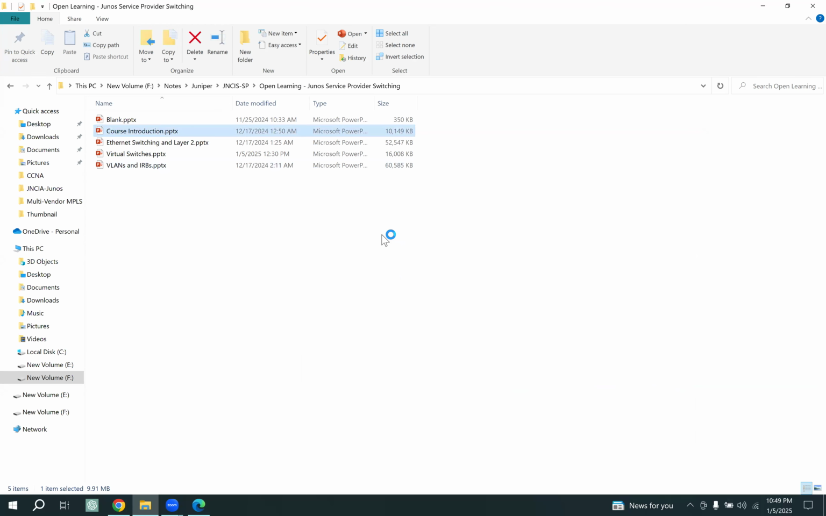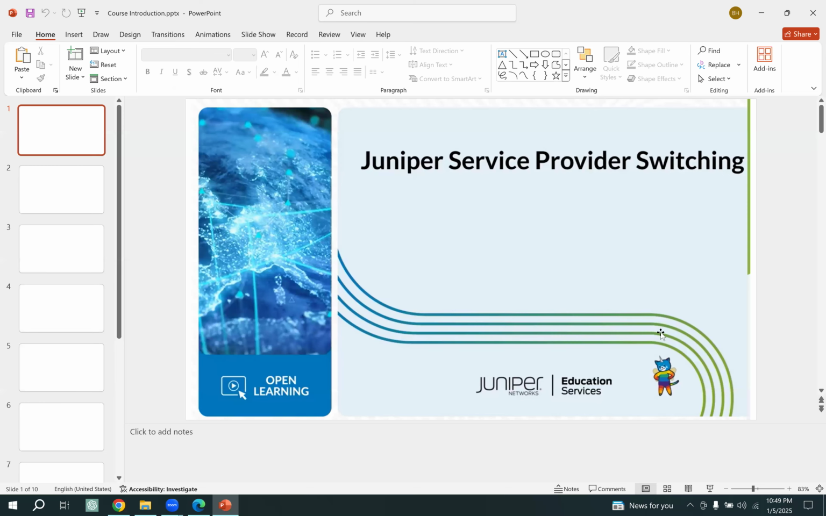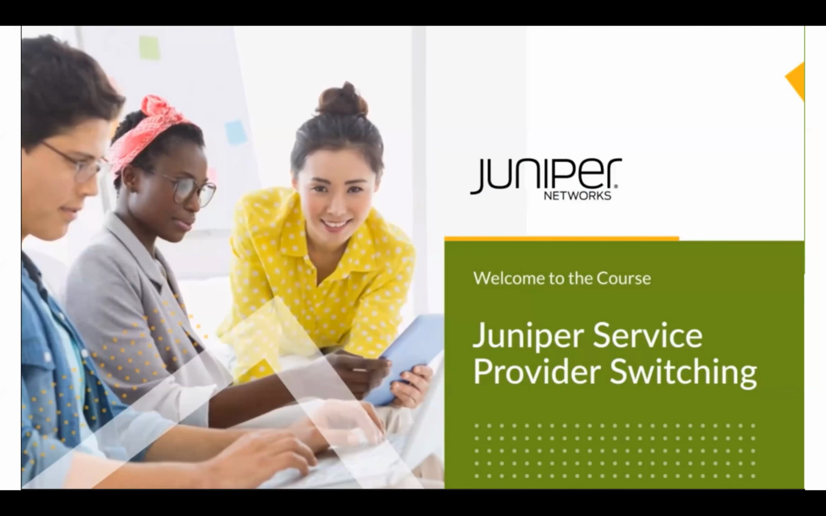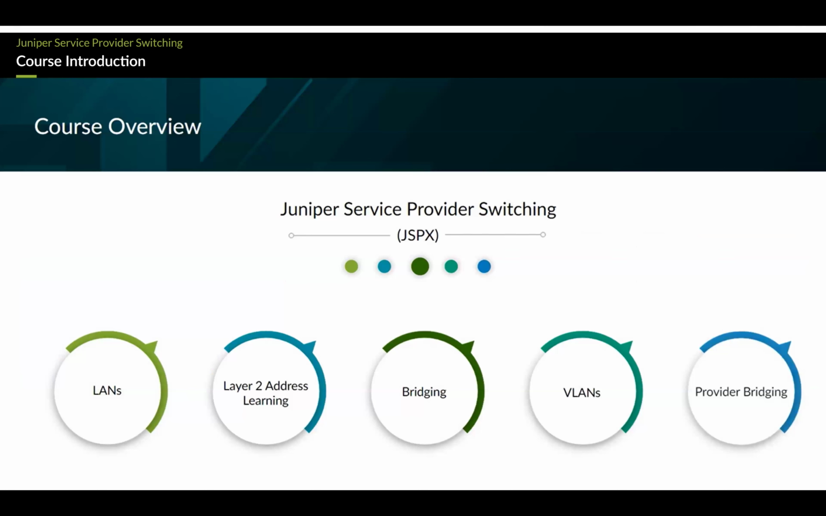First one is course introduction. In the course introduction, they are basically just providing an outline of what will be delivered in the course. The module is Juniper service provider switching, and in it we discuss LAN, local area network, and layer 2 address learning, meaning how to learn MAC addresses from end devices, just the learning process of a switch. Then bridging, what a VLAN is, how to create and configure VLANs, why we use VLANs, and number five is provider bridging. These are the outline or topics of Juniper service provider switching.